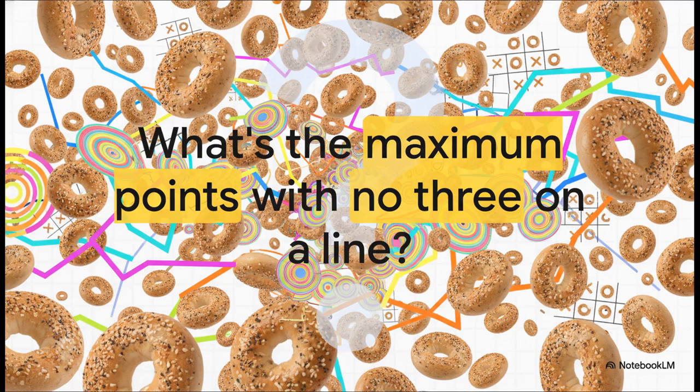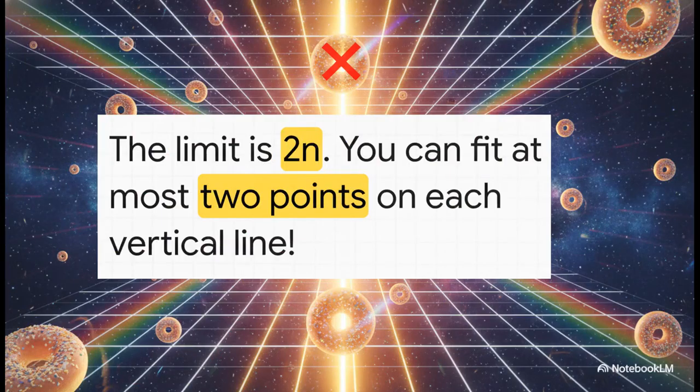Think of it like a massive cosmic game of tic-tac-toe, where getting 3 in a row is exactly what you are trying to avoid no matter what angle you're looking from, horizontally, vertically, or diagonally. Okay, so what's the absolute limit to this puzzle? It's actually surprisingly simple. The trivial upper bound is exactly 2n.